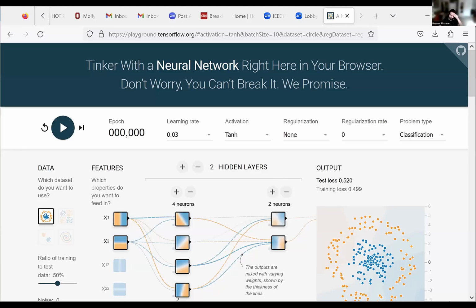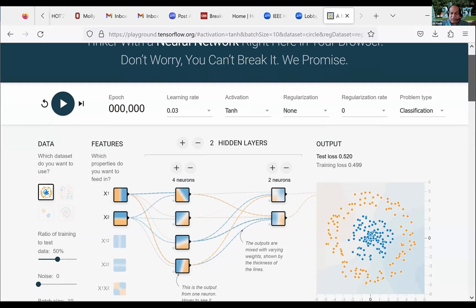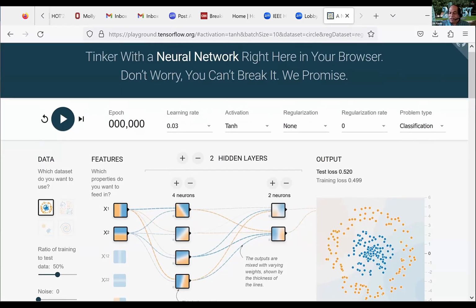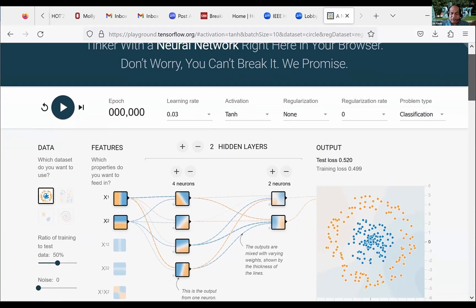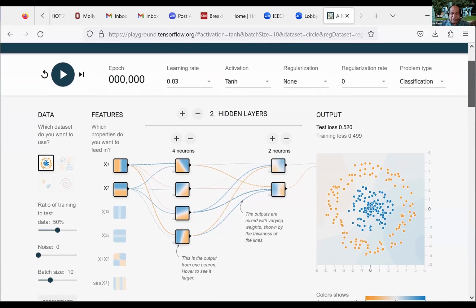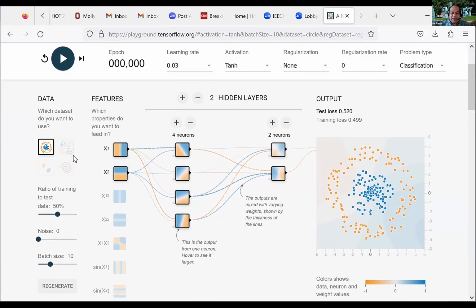Okay. So here it is, a very nice tool. If you are an educator or a teacher, or if you just want to learn yourself, this is a very nice tool, which is TensorFlow. As you can see, playground.tensorflow.org. So if you take a look here, the left hand side has the different data sets. I want to build a model.